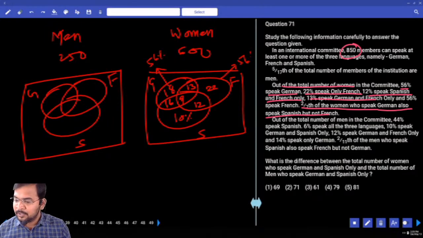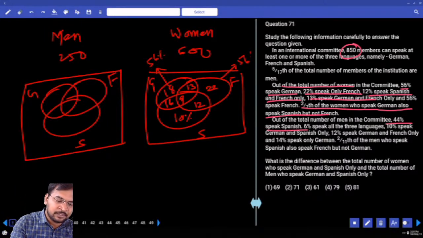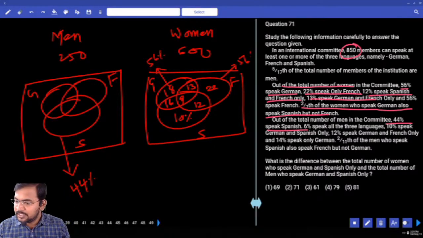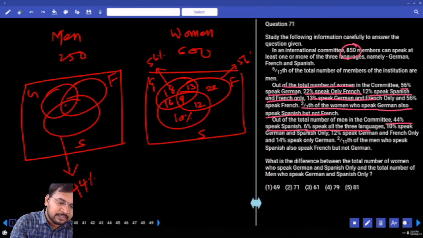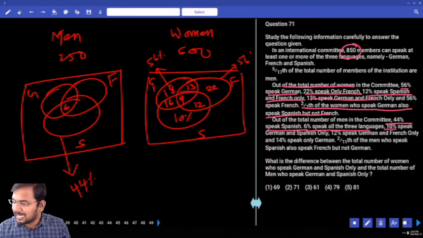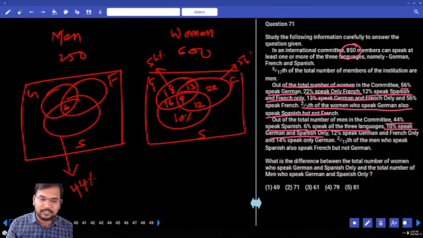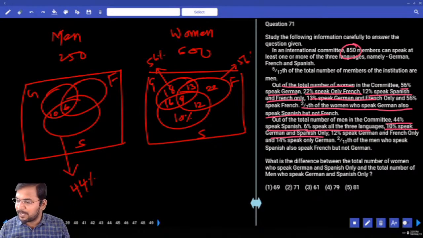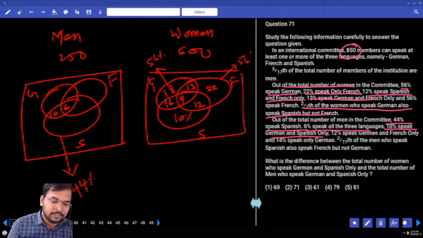Next, coming to the men: 44% speak Spanish. Spanish is 44. Next, 6 speak all three. 10% speak German and Spanish only. German, Spanish, how much? 10. Next, 12 speak German, French. German, French, how much? 12.